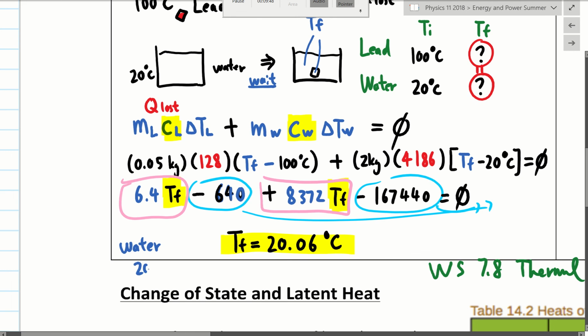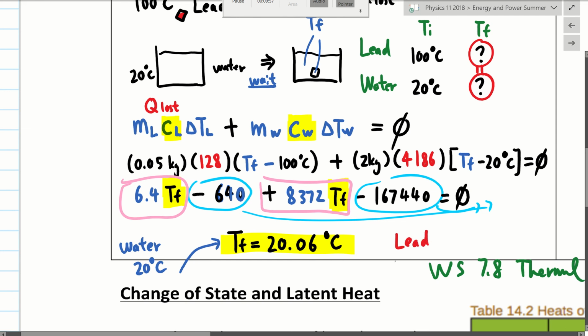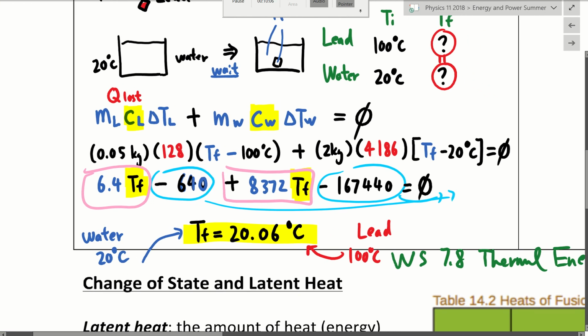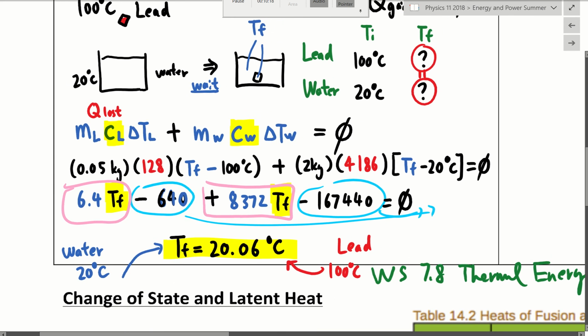So in terms of water, the water increases temperature from 20 to this value. But in terms of lead, it drops temperature from 100 degrees Celsius to this value. So the water only gains 0.06 degrees Celsius in this whole process, but the lead has dropped from 100 to 20.06 degrees Celsius. So that's why water is used to cool down things. Like that's why the firefighter use water.